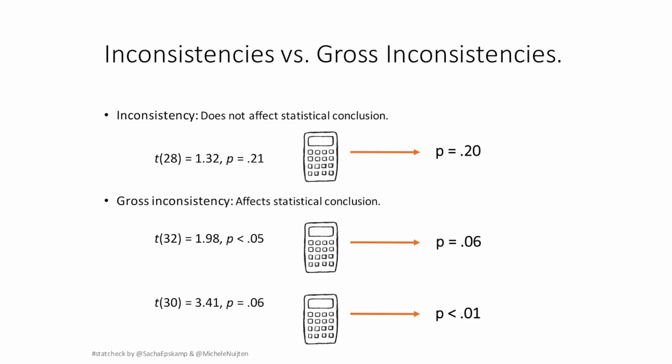On the other hand, you have the gross inconsistencies, and those do affect the statistical conclusion. So for instance, a p-value, just as in the example, that is reported as significant, smaller than 0.05, and if I recalculate this, it's actually 0.06. Note that this can also happen the other way around. A gross inconsistency would also be a p-value that is reported as being non-significant, but upon recalculation, it would be. So this is about terminology.